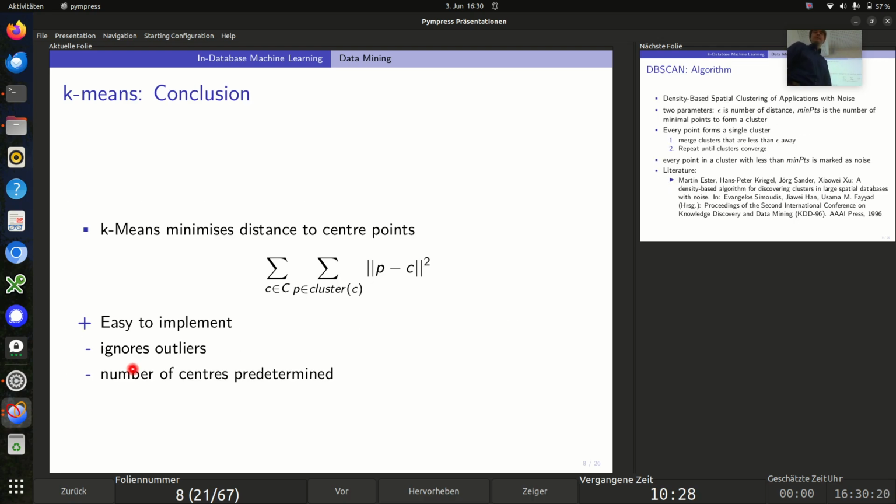Okay, k-means minimizes distance to center points. That's the idea. It's easy to implement, but ignores outliers, and the number of centers is predetermined. Do you know other clustering algorithms?